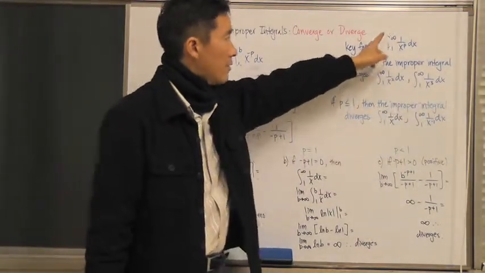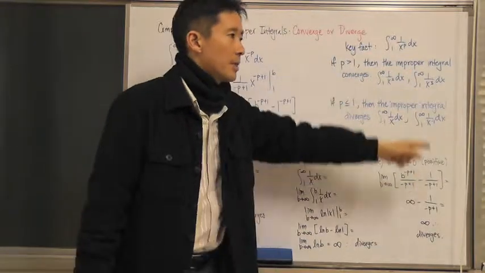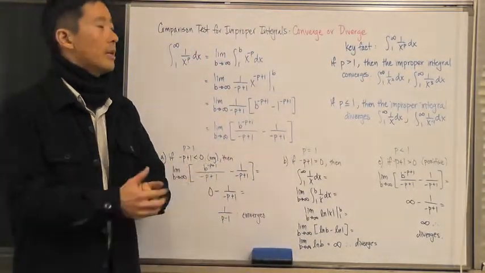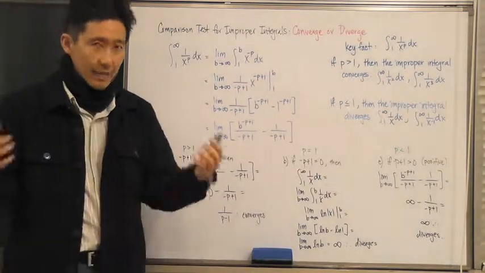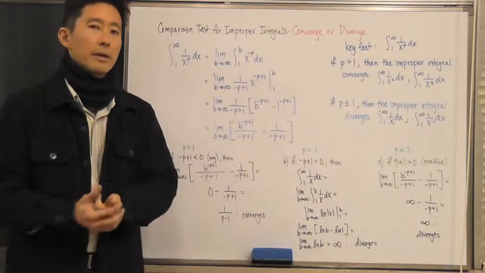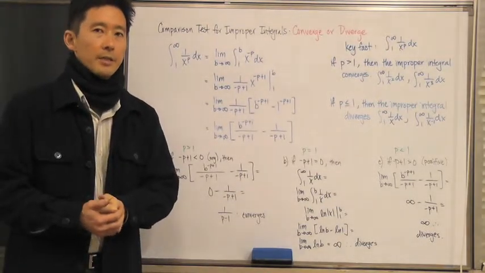All we need to know is whether it converges or diverges. And this key fact here is going to help us determine whether more complicated improper integrals that cannot be integrated are going to diverge or converge. And we'll take a look at a couple of examples in the next section.